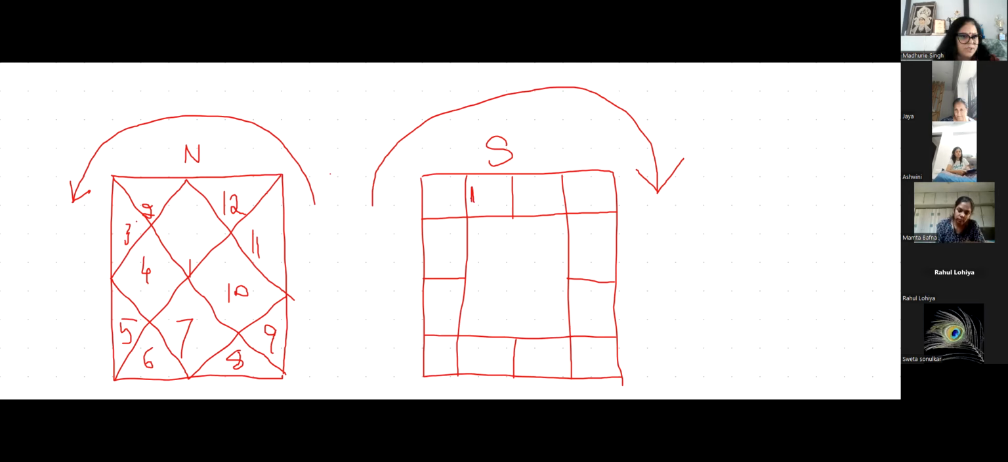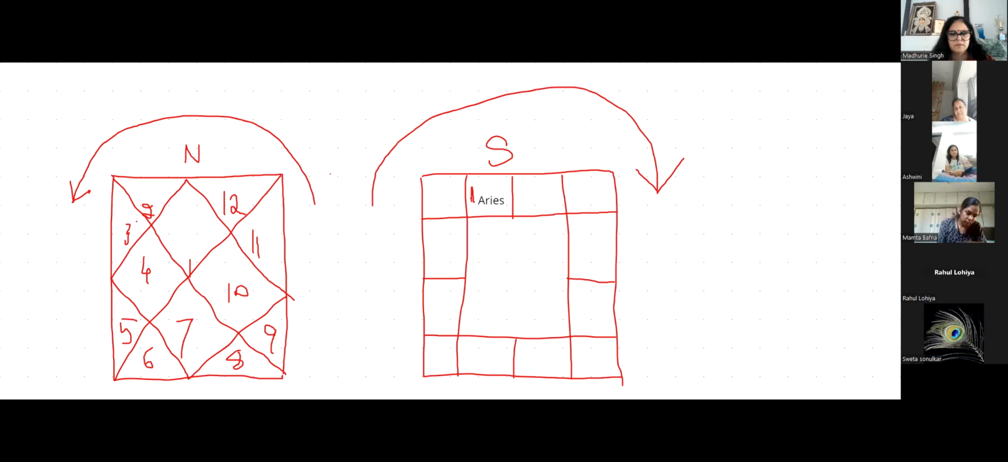Is there a way to write using text? Yeah. Right. So this is Aries. Can you see? Yes.